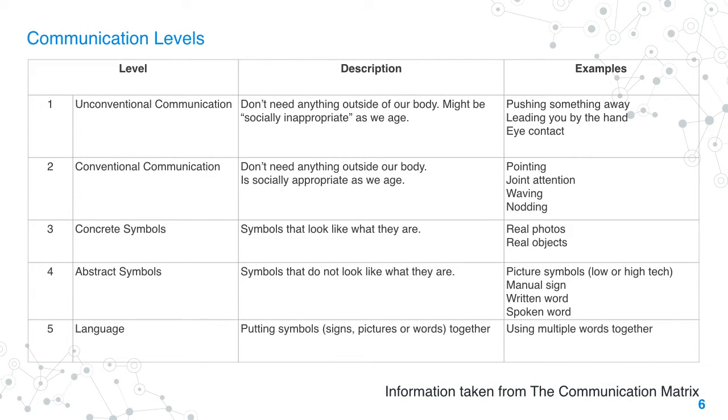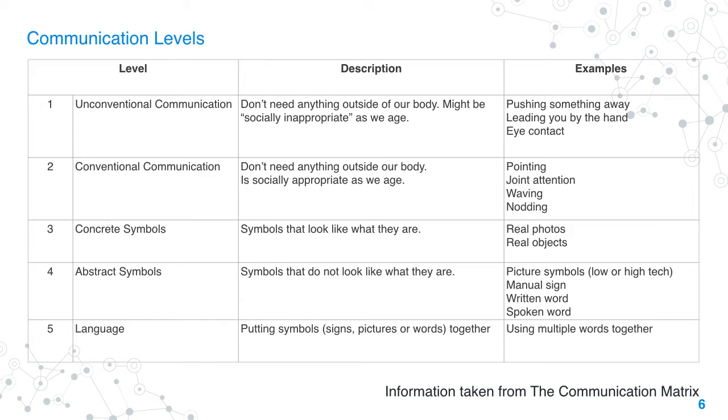All right, so I'm going to go through the levels of communication. This information was taken from the Communication Matrix, which is a free online assessment and toolbox. I gave each level of intentional communication a number to make it easier as we go through them. Level number 1 is considered unconventional communication. For unconventional communication, we don't need anything outside of our body. But as we age, these things might be considered socially inappropriate. Some examples are pushing something away you don't want or handing it back, your child leading you by the hand, just making eye contact. These are really great beginner communication skills if your child doesn't yet have these skills. It's a really great place to start.